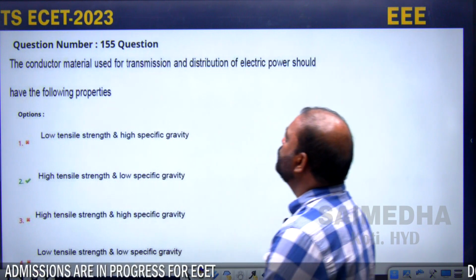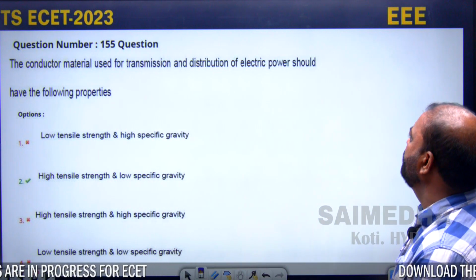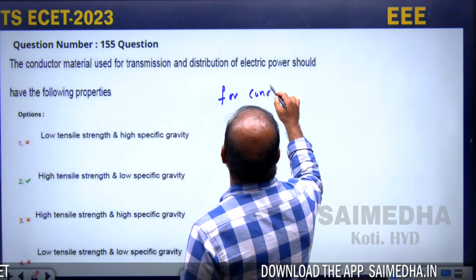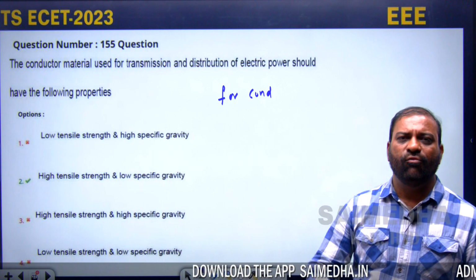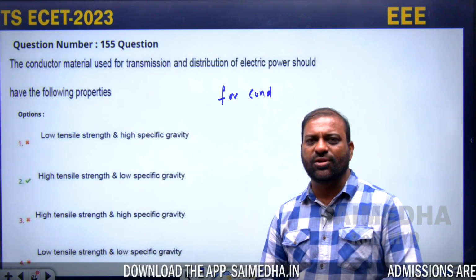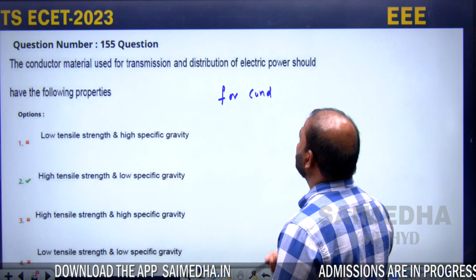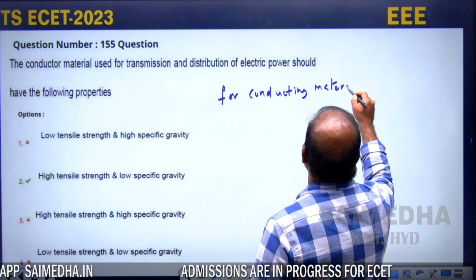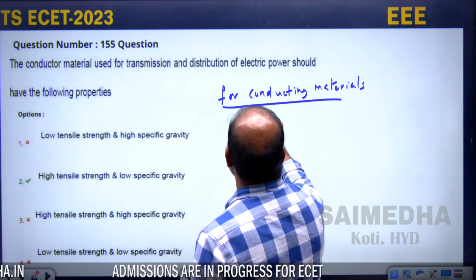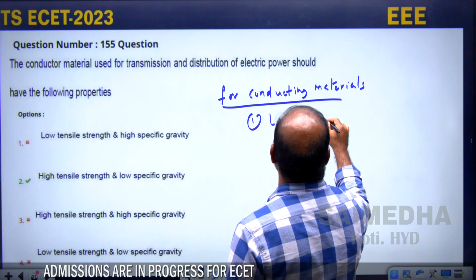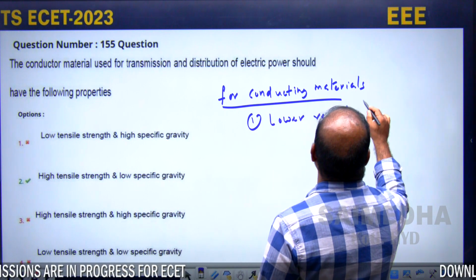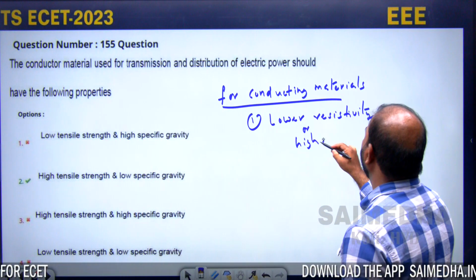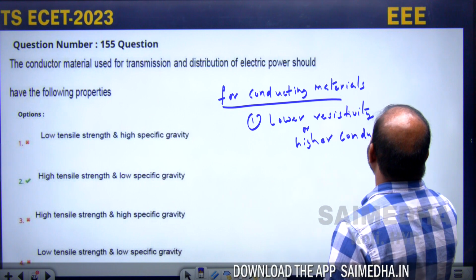So the conductor material used for transmission and distribution of electrical power should have some properties. Generally, when you are choosing a material for the design of power system conductors, meaning power transmission lines or power distribution lines, we will expect lower resistivity or higher conductivity. Both are the same. When resistivity is lower, automatically conductivity will be higher.